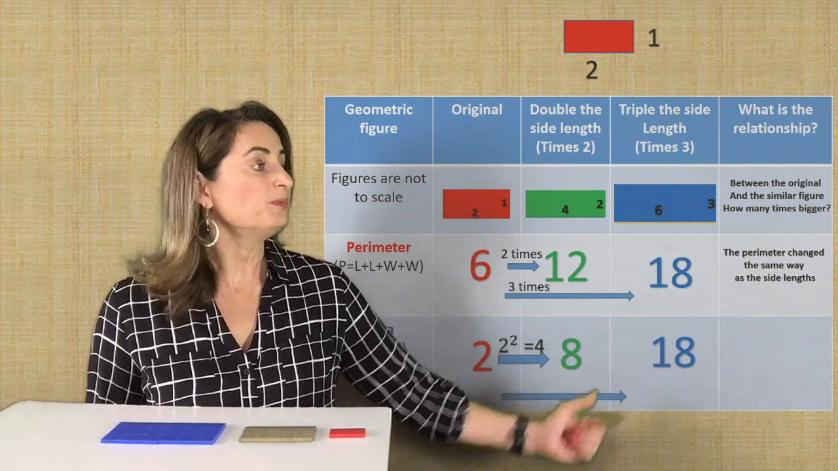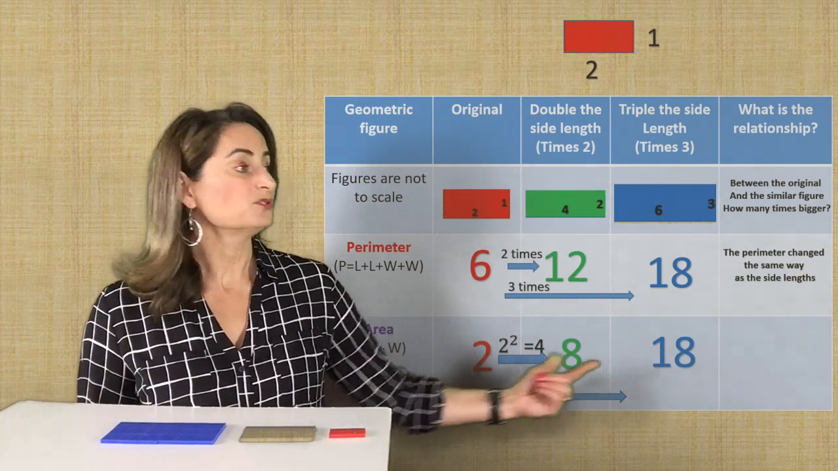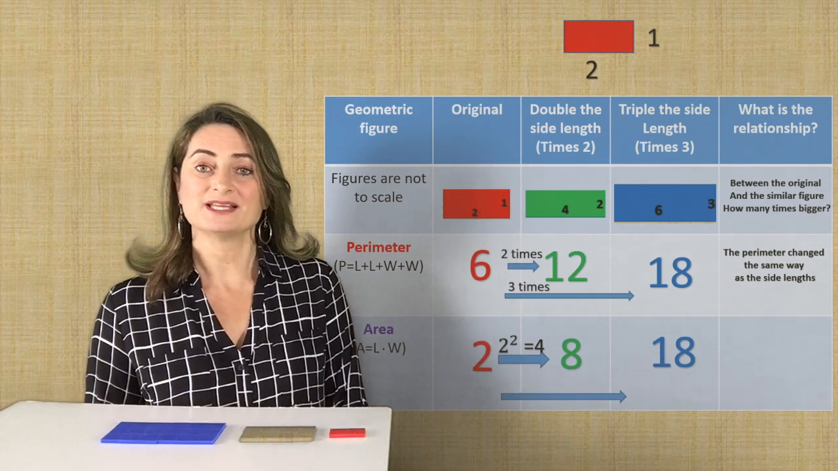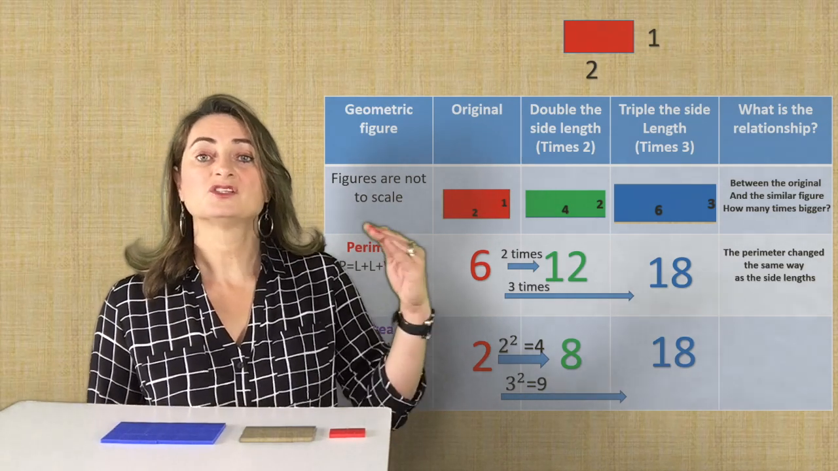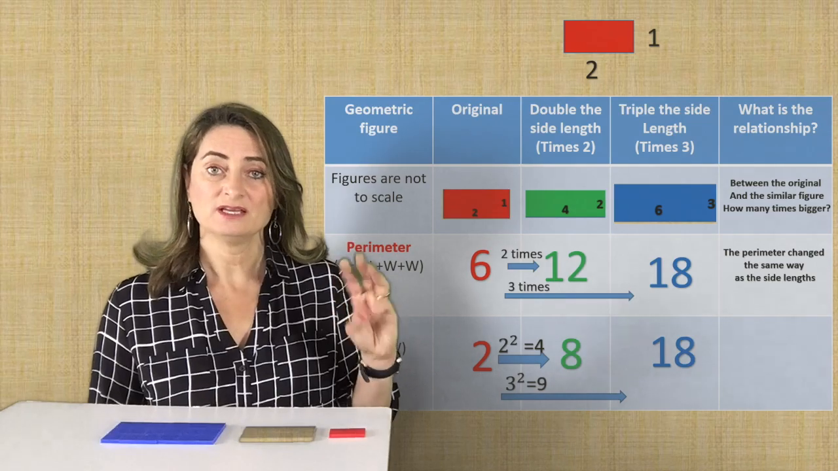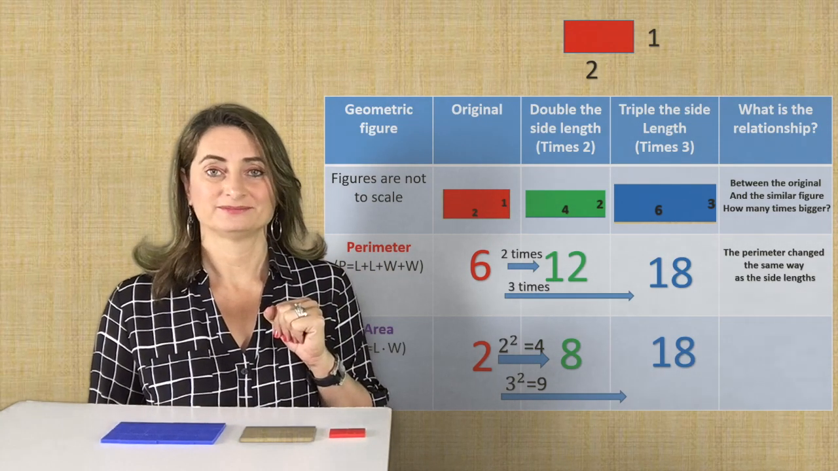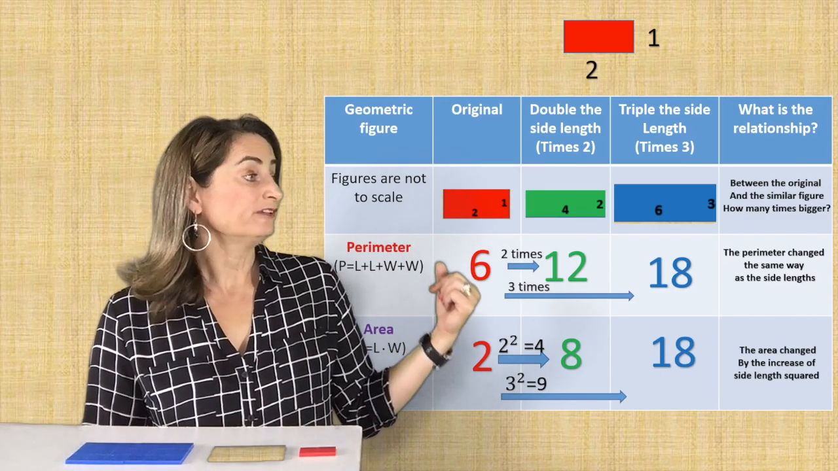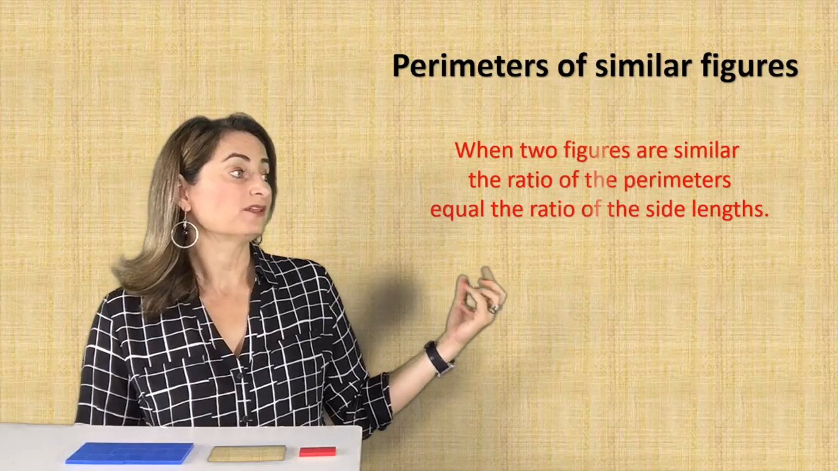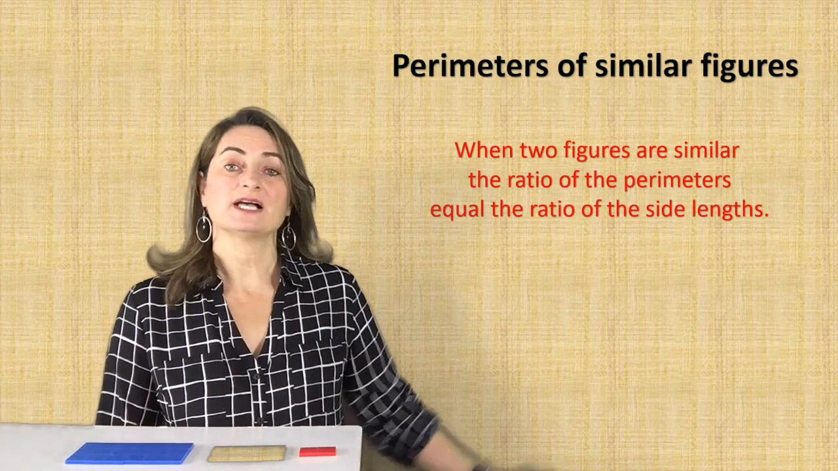What about when you triple the dimension? What happened to the area? From 2 to 18, how many times bigger is that? That's 9 times bigger, which means 3 squared, because triple means 3, but if I square that, it gives you 9. So now we can conclude that for similar figures, when two figures are similar, the ratio of the perimeters equals the ratio of the side length.